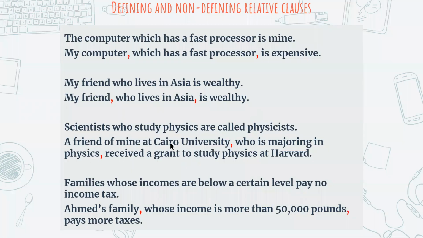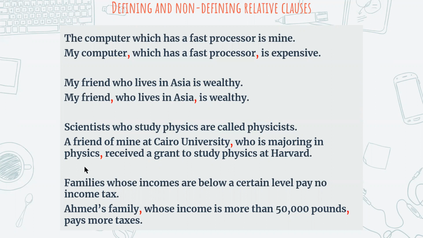So this sentence has a non-defining relative clause, who is majoring in physics, because you are just giving extra information. You can leave it out and the listener could still understand what you're saying. A friend of mine at Cairo University received a grant to study physics at Harvard. It makes sense that your friend is a physicist, right? He's not a medical doctor or something, right? Because he will study physics at Harvard.